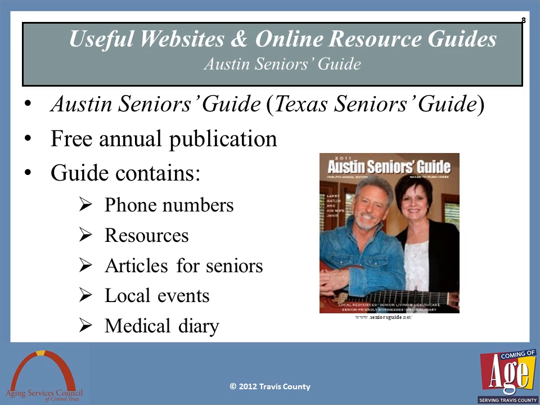And it's a free annual publication, so it's produced once per year, and it's mailed out to more than 65,000 baby boomer and senior owned homes in Travis and Williamson County. And then the guide also has information about phone numbers to senior friendly businesses, resources, we'll talk more about that on the next slide, articles that are of interest to older adults. This is a feature that many of the resources and tools have. Of course, the articles under each resource are different, a local events calendar, and then a medical diary.